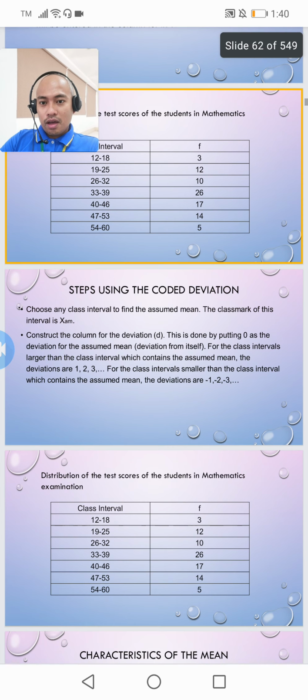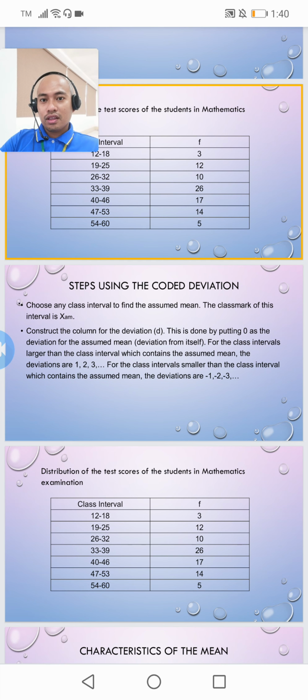Then the next step is to construct the column of the deviation, and that is now the D. So what we will do is put 0 in the deviation for the assumed mean. Then for the class intervals larger than the class interval that contains the assumed mean, the deviation will be 1, 2, 3, and so on, positive. For class intervals smaller than the class interval that contains the assumed mean, the deviation will be negative 1, negative 2, negative 3, and so on.